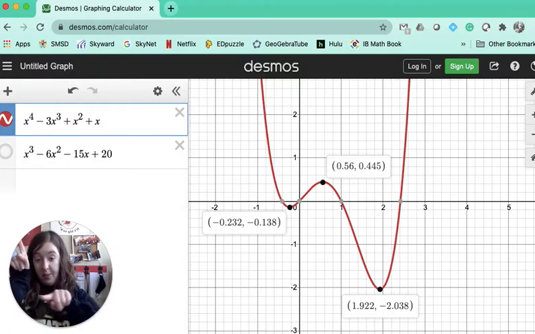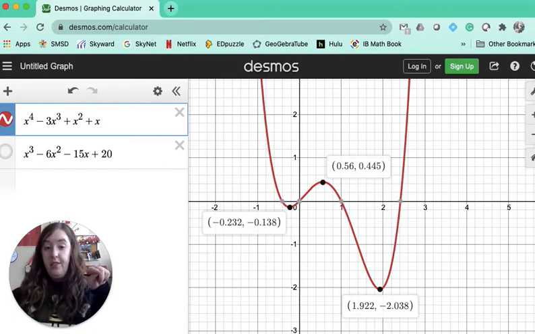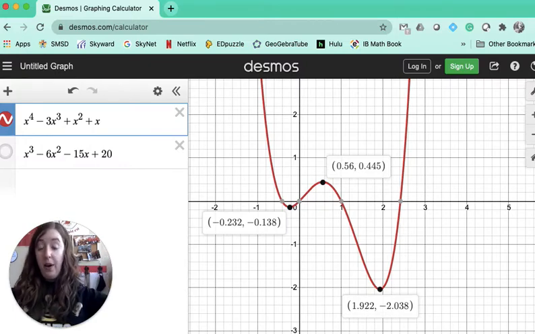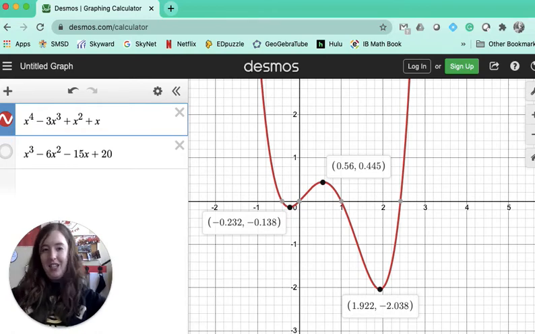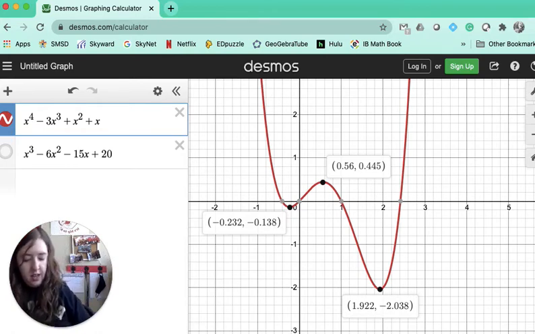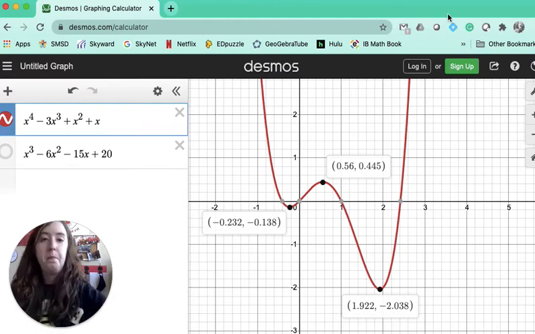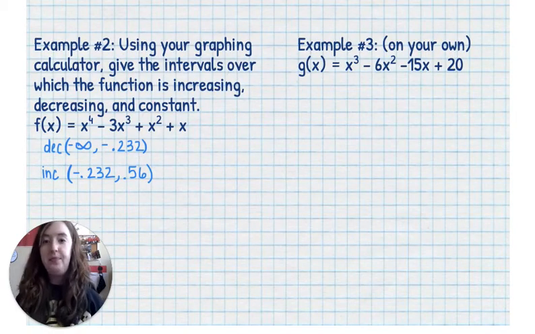After decreasing, then I'm going back up for a little while, right? So I'm increasing from negative 0.232 to 0.56. I'm increasing during those x values. So increasing from the first x value, that negative 0.232, until my next x value, 0.56. So that's what that looks like.